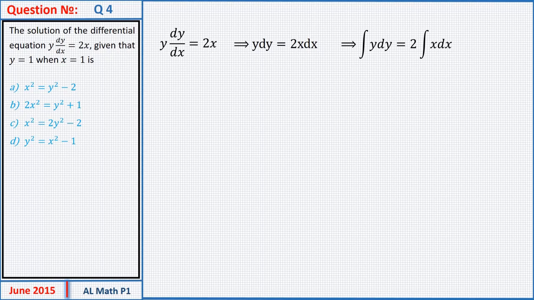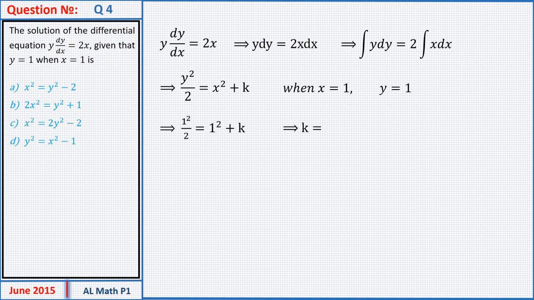Now if we integrate, we'll have y squared over 2 equals x squared over 2. Now that 2 will cancel with the 2 that was outside, and we'll have just x squared plus k. Now we need to find the value of k. We know that when x is 1, y is 1. So we replace: when x equals 1, y equals 1. Replacing and making k the subject, we have k equals negative a half.